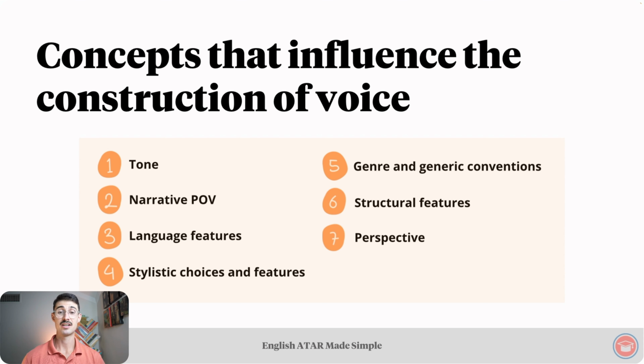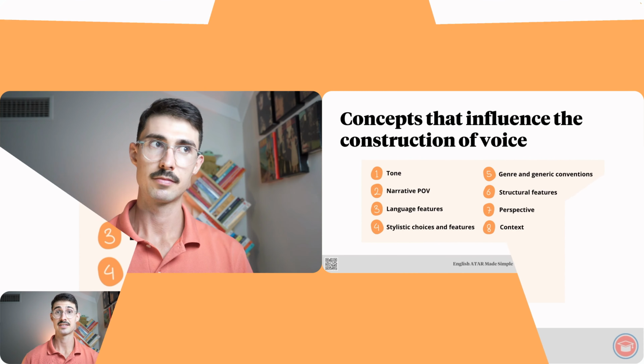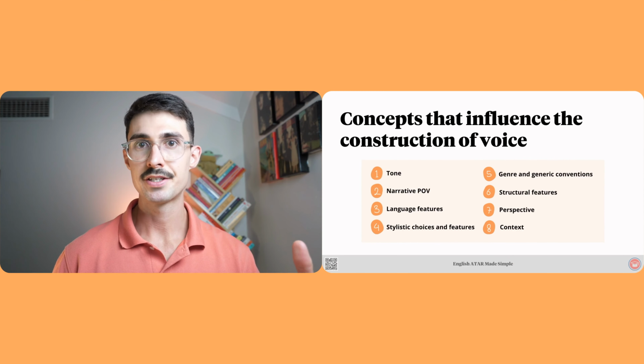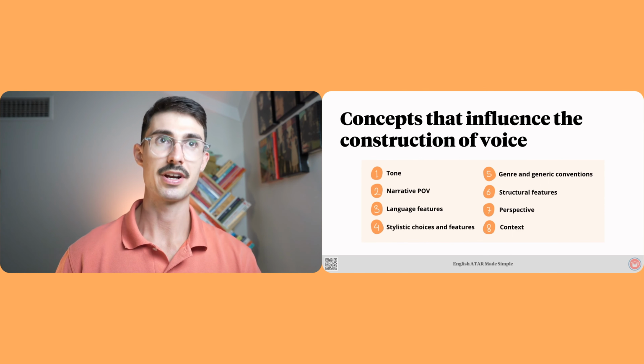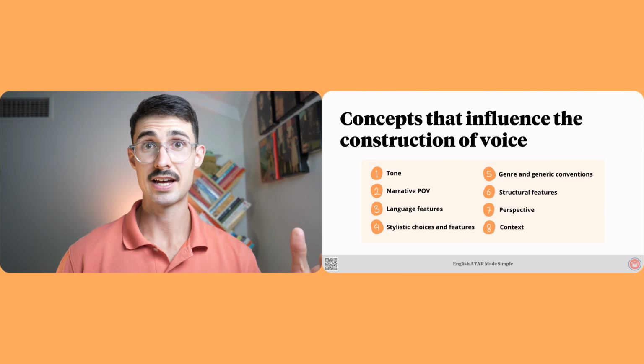What perspectives are represented in the text, and how do they influence the construction of the author, director, or narrator's personality? Finally, how does the author, director, or narrator's cultural and situational context influence the personality that's conveyed in the text?